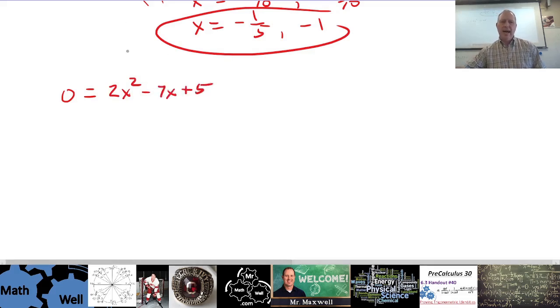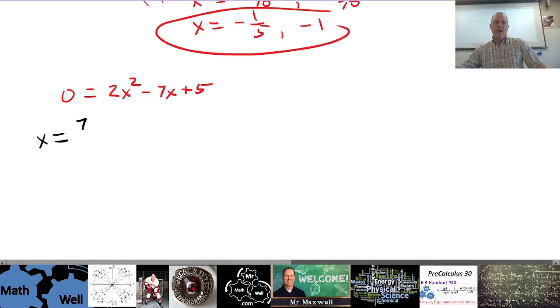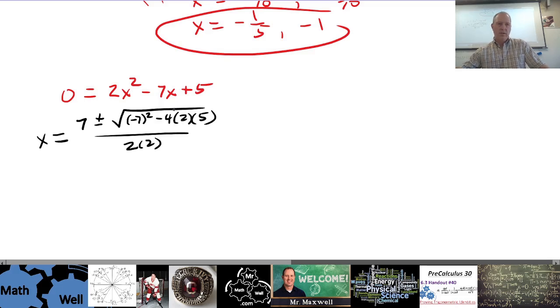Now I don't think that it's really easy for us to get this factored. Maybe I'm wrong, but I just pulled it out of my hat here. So let's see. So x equals negative b, which is positive 7 because it's negative 7, plus or minus the square root of b squared, negative 7 squared, minus 4 times 2 times 5, all over 2 times 2. So if this is not a perfect square, that's 49 minus 40. Oh shoot, it is a perfect square. Okay, so this one can be factored.